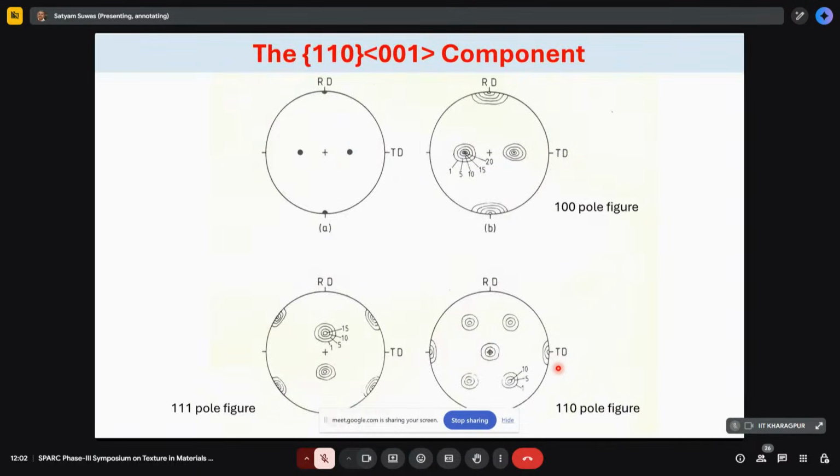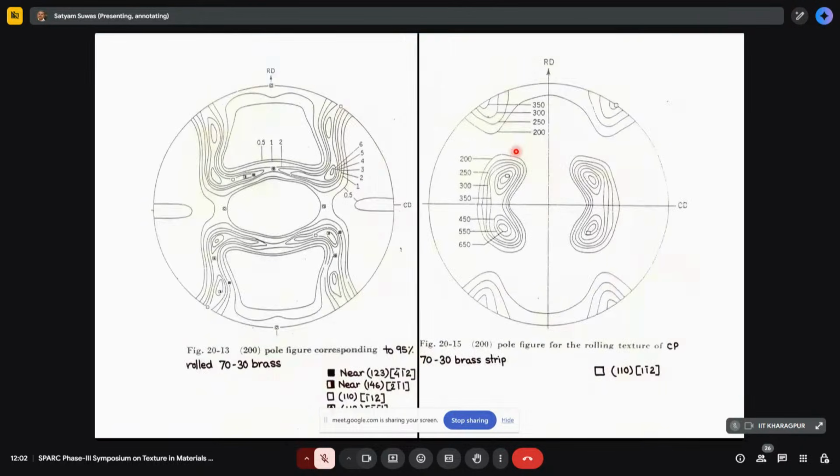But actually, these are all single orientation pole figures, just drawn for easy explanation. In real life, the pole figures are very complicated. They have overlapping orientations, and it requires a lot of effort to understand or decode what all orientations these represent.